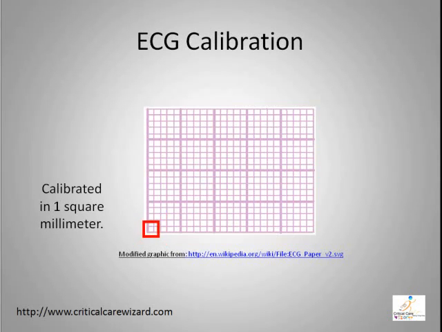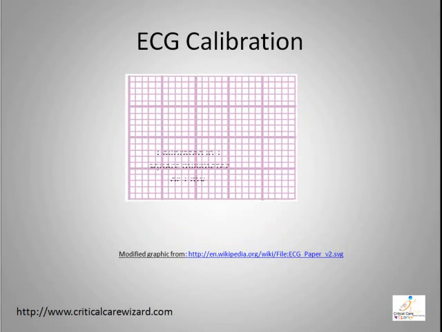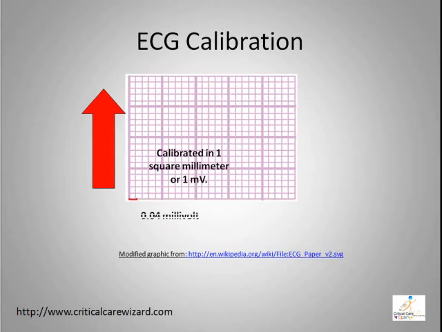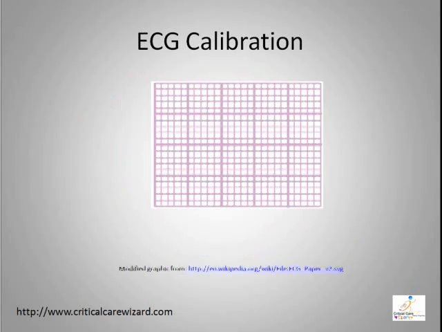The standard calibration of an ECG paper is 1 millimeter. The vertical calibration is measured in millivolts. That is, the amount of electrical energy generated in the heart. The amplitude of one small box is 0.04 millivolts.